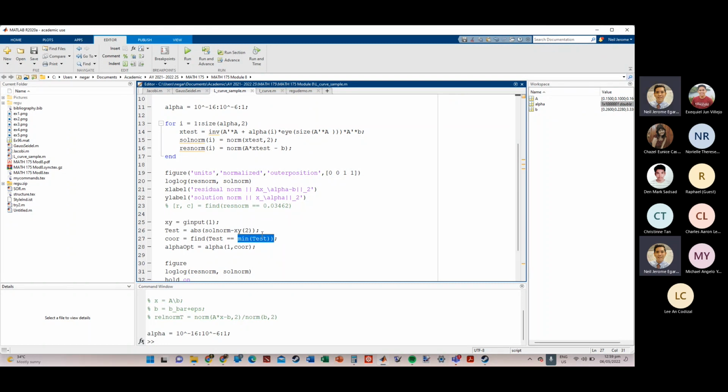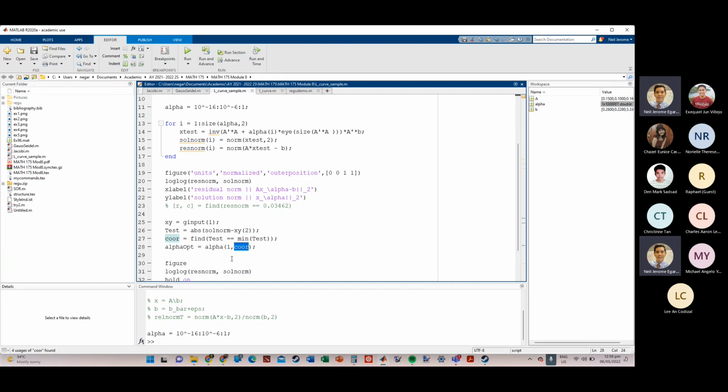Yun yung gagawin ng line 27. So ibibigay niya ano yung coordinate, pang ilang alpha. So pag alam ko na kung ano yung coordinate number, kaya ko nang i-compute ngayon yung alpha na optimal, equal dun sa alpha sa entry na iyon noong alpha vector o noong alpha interval natin.